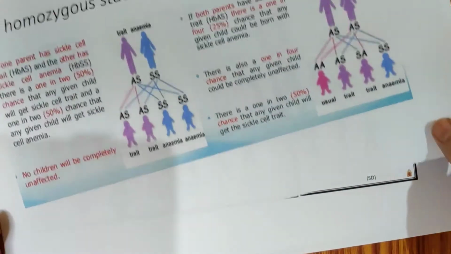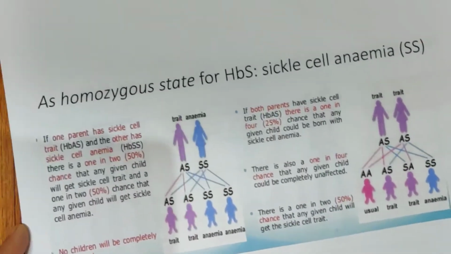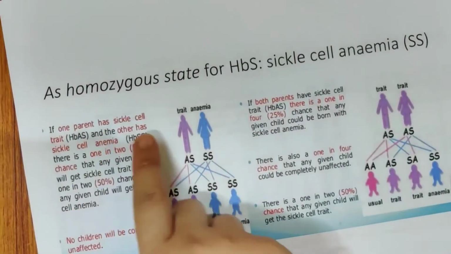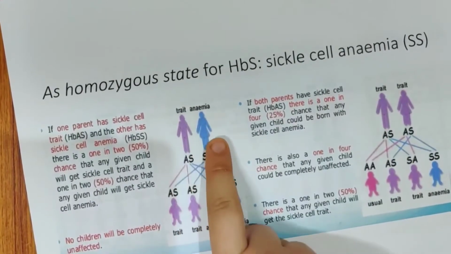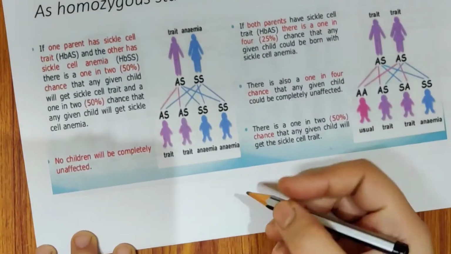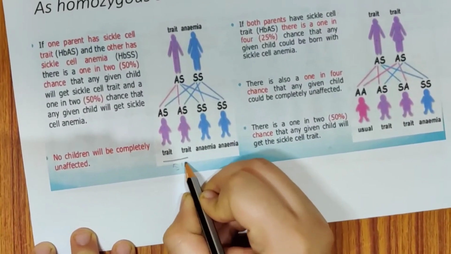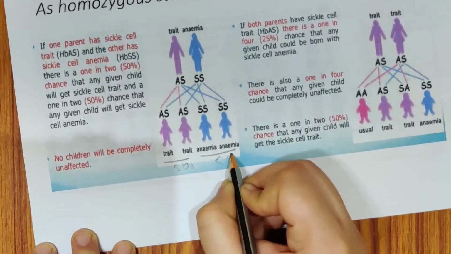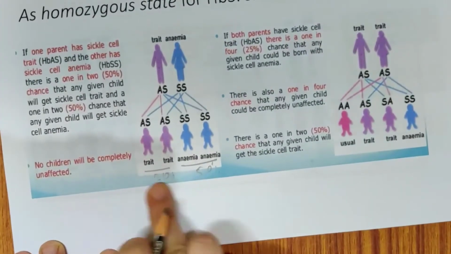Okay. Now coming to homozygous. Homozygous is where both are affected. Okay, both parents are affected. If one parent has trait and the other has sickle cell anemia, then the chances are 50-50. So 50% will have trait and 50% will have anemia. Okay, so all the children are affected.